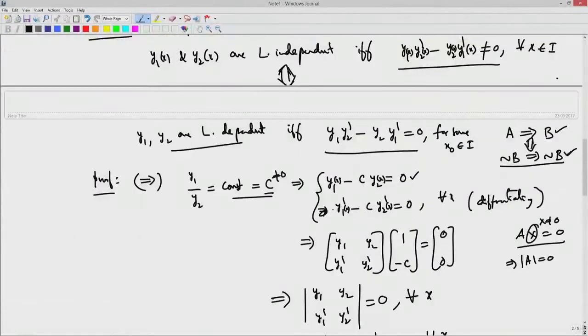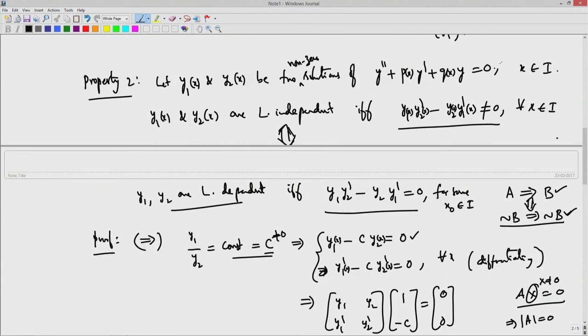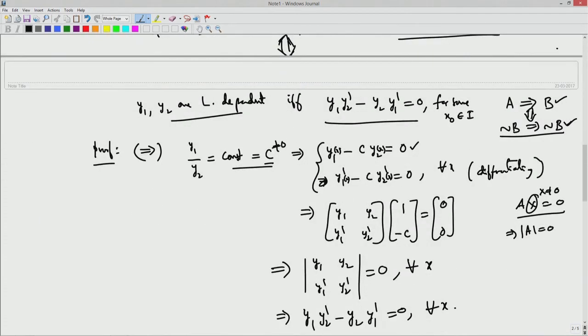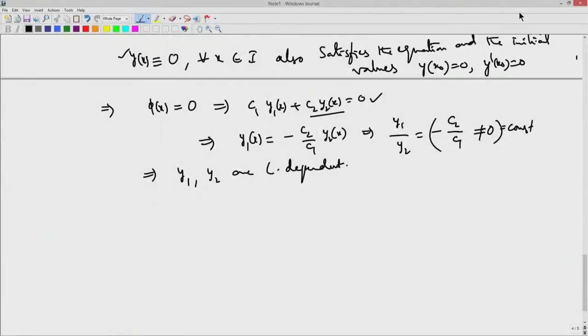So if you are given two linearly independent solutions, two non-zero solutions of the homogeneous equation, they are linearly independent if and only if this condition is satisfied. This condition is non-zero for every value of x. Equivalently, we put it this way, and then we show very easily, just by considering a small system, that they are dependent if and only if that quantity is 0 at some point x naught. Okay.